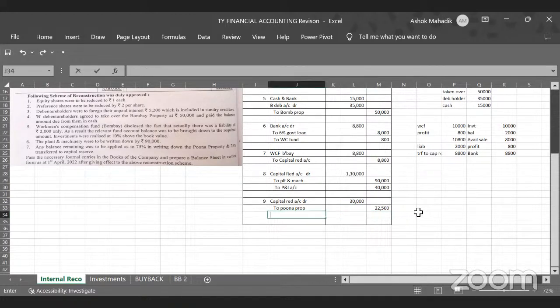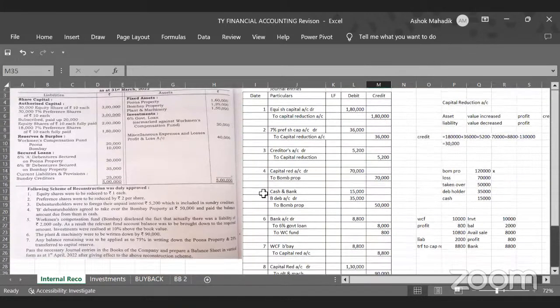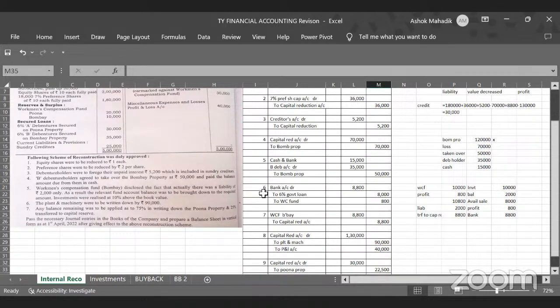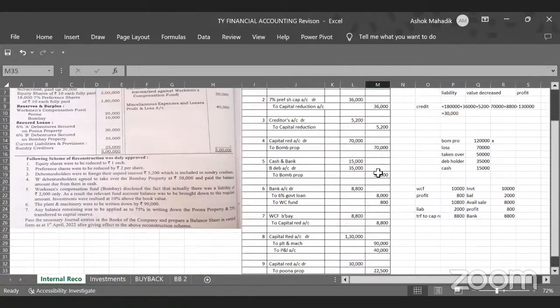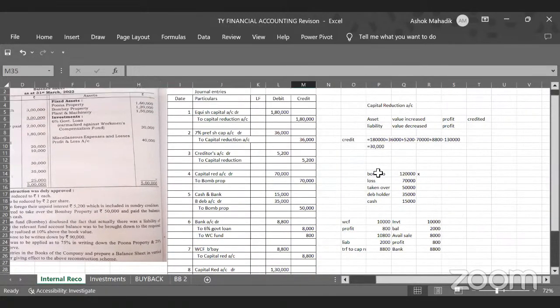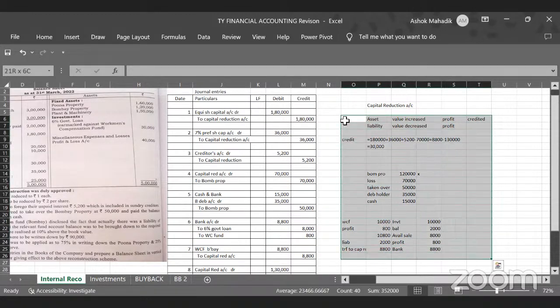and transfer to capital reserve the balance amount, that is 25%. So 30,000 into 0.25. Okay, students. So I hope this was clear. Now they may even ask you to prepare capital reduction account. So it is a very simple way of making an account. I'll show you in brief, 5 minutes only. Quick, I'll show you how to build the account. Or I think you must be knowing it.